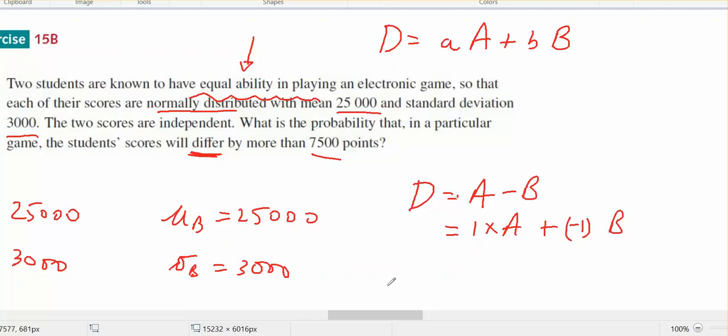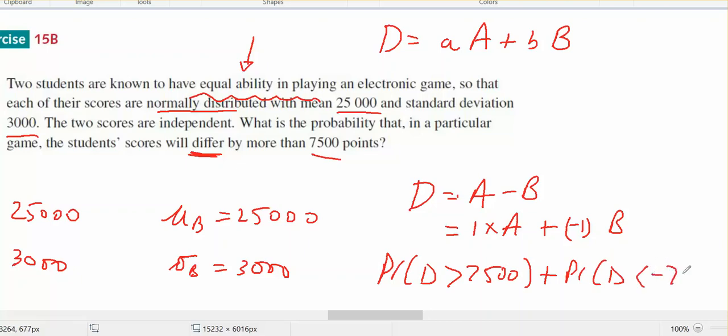And I'm interested in the probability of D being bigger than 7500 plus the probability of D being less than -7500, because I don't know which one's going to be the biggest score, whether A or B will be the biggest score. But I'm interested in the difference being more than 7,500.